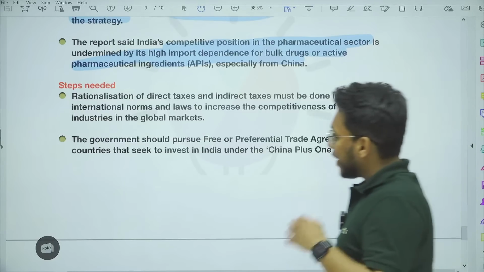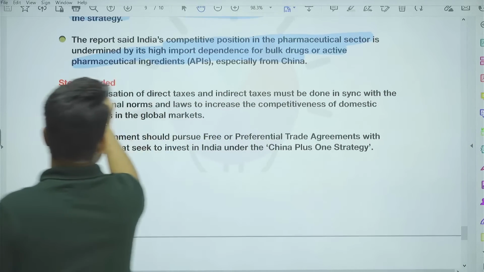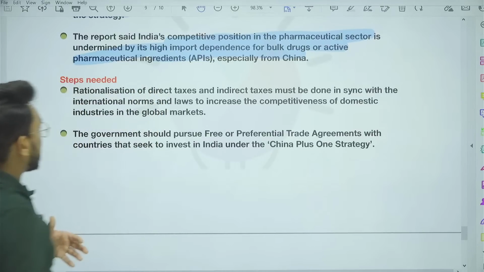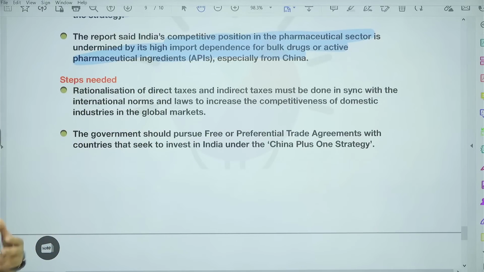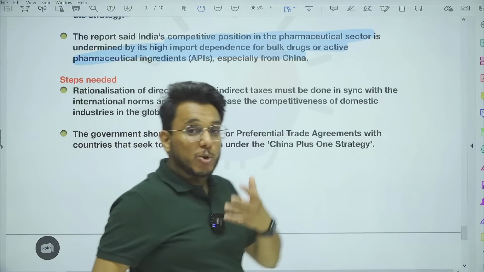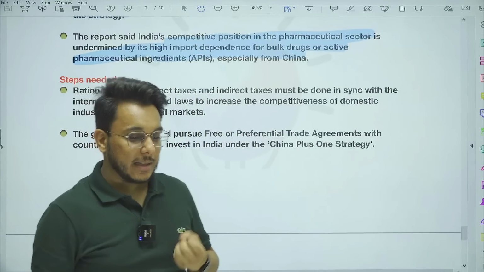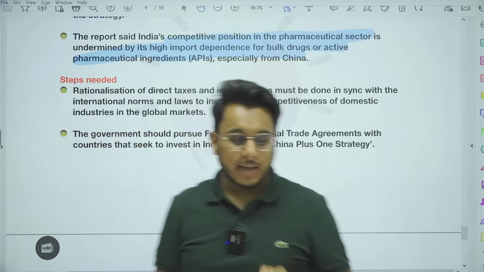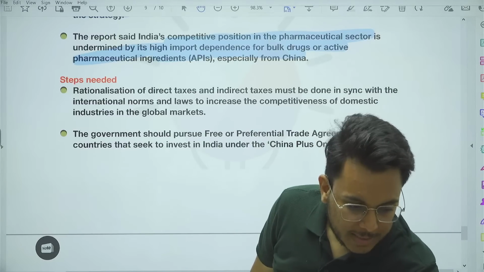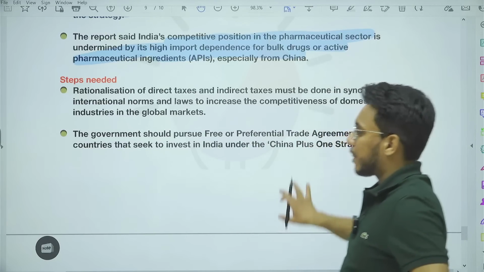So we need to ensure the rationalization of direct taxes, indirect taxes, so that the international firms prefer to come to India. We need to promote the ease of doing business in India. Then only India can meaningfully attract them. Okay, so that is all, guys, in this particular direction.